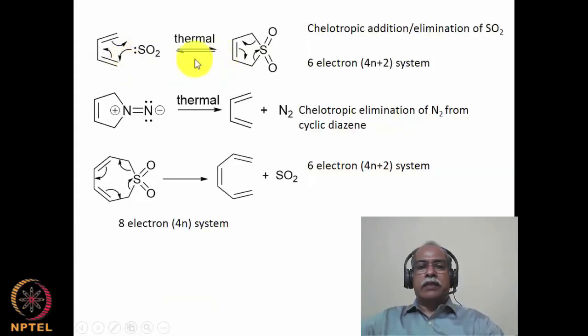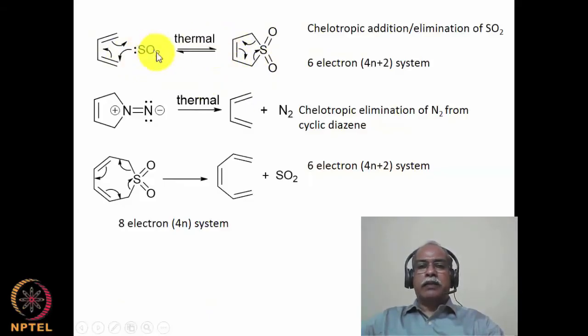This reaction was essentially discovered during the study of the vulcanization of rubber using sulfur as the cross-linking agent. Sulfur dioxide is invariably produced at high temperatures in the presence of oxygen, and the scientist who was investigating in Dunlop laboratory essentially discovered this particular reaction involving the addition of sulfur dioxide to isoprene, or the elimination of sulfur dioxide from the corresponding sulfolene derivative from isoprene.